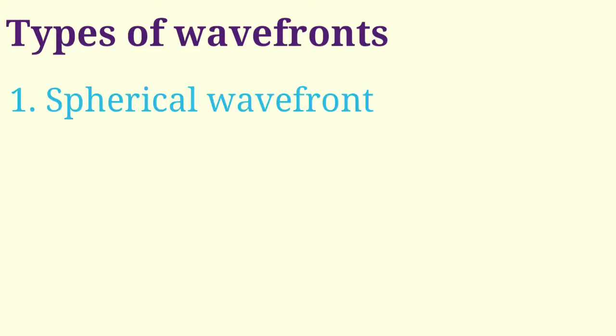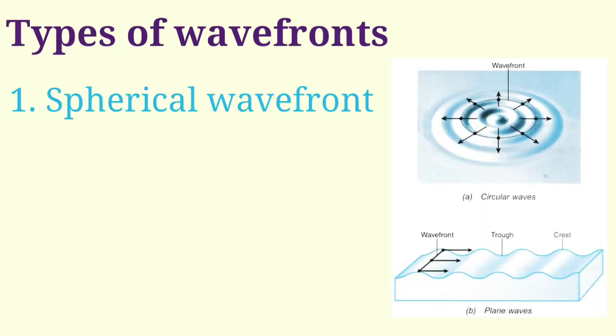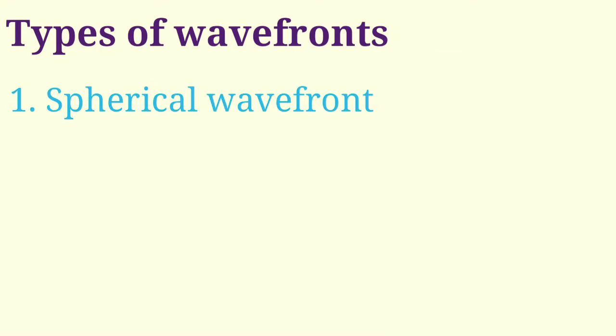The wavefronts are of three types. The first one is spherical wavefront. So as we can see the circular rings on the surface of water, in a similar way when there is a point source in a medium, it emanates spherical wavefronts in the surrounding medium. If the source of light is a point, we get a spherical wavefront.